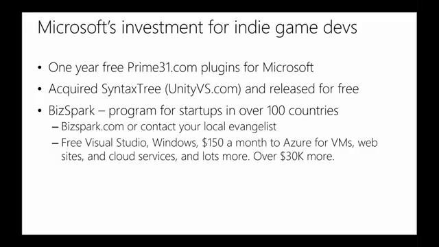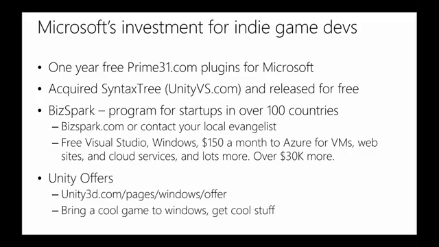Go to bizspark.com or contact your local evangelist, and we can help you out with that locally as a resource as well. That gives you free Visual Studio, Windows, a $150 a month credit to Azure for virtual machines and websites, and up to, I think, 7 users on an account get that as well. And we partner with Unity to provide various offers. Right now, on Unity's site, at pages/windows/offer, there's a really cool offer going on where you can get a free device and free Windows licenses. The current offer gives you, I think, a $100 voucher to Unity's asset store. So check out that site. There's always new stuff coming up on there.